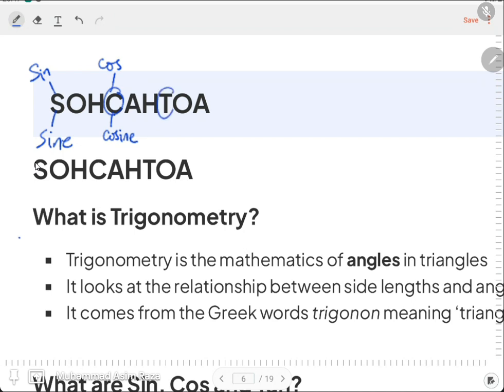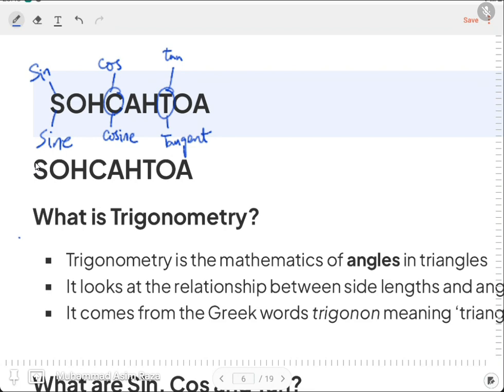And this is tangent, but 99.9999% we say it as tan. Okay, so first of all, just remember that these are three trigonometric ratios: sine, cos, and tan.